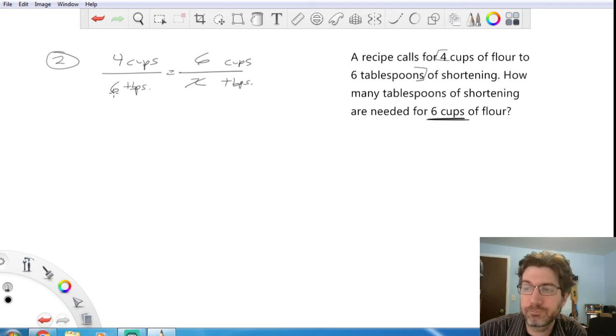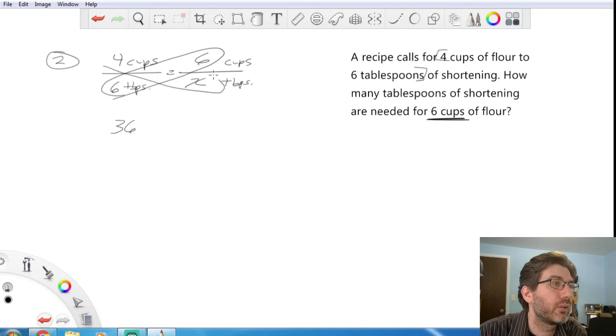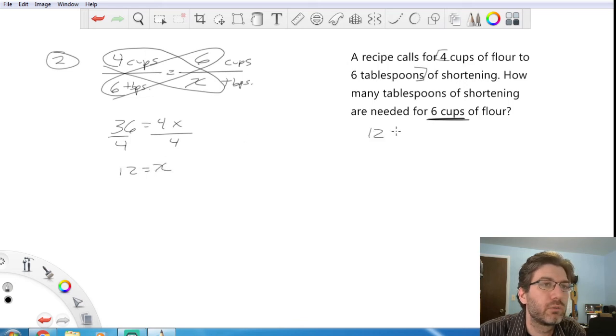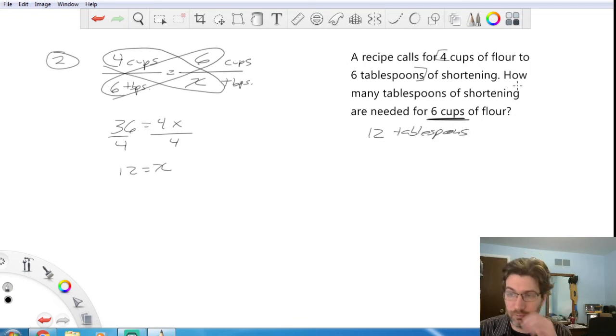Cross multiply. 6 times 6 gives you 36. 4 times x gives you 4x. Divide each by 4. X equals 12. 12 tablespoons, or however you want to abbreviate tablespoons. Thanks, Logan. But yeah, that's number 2.